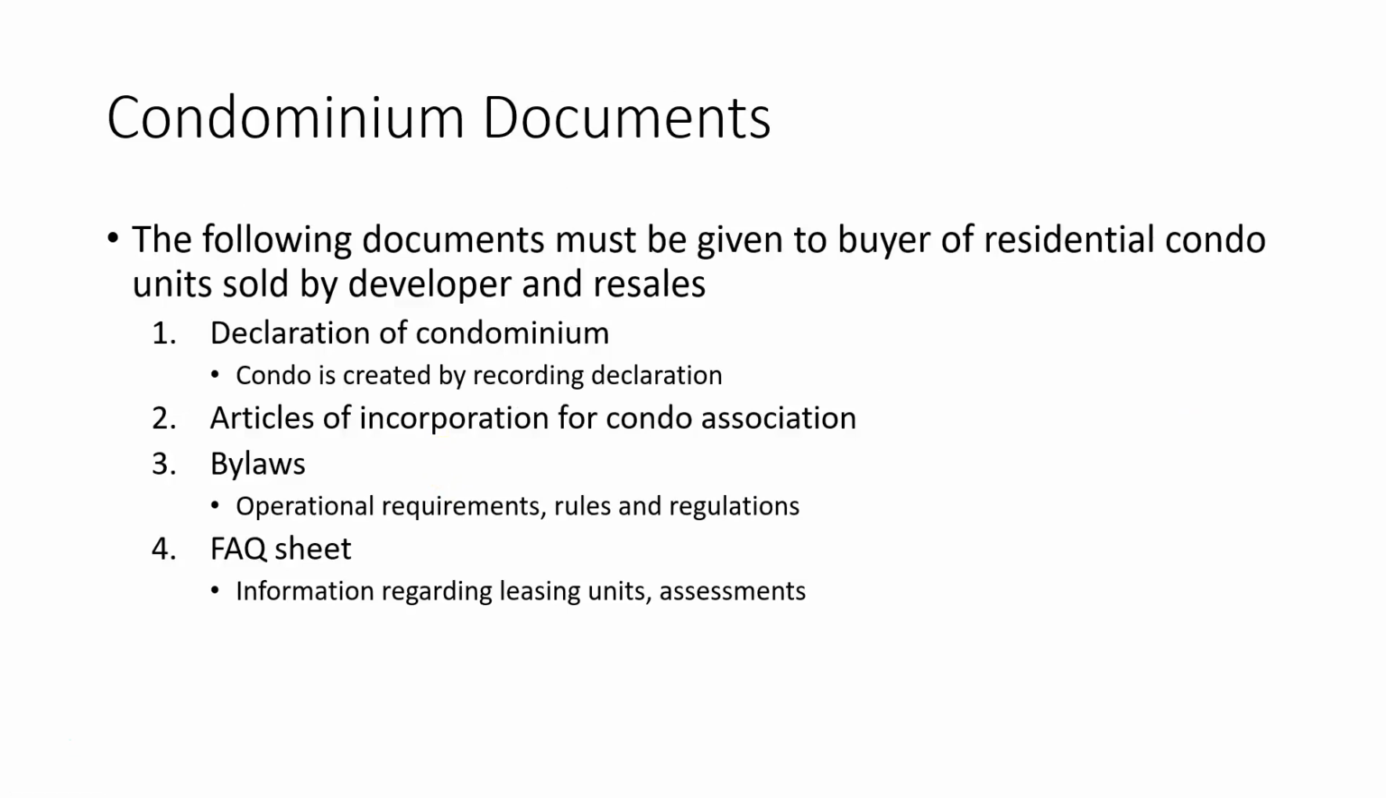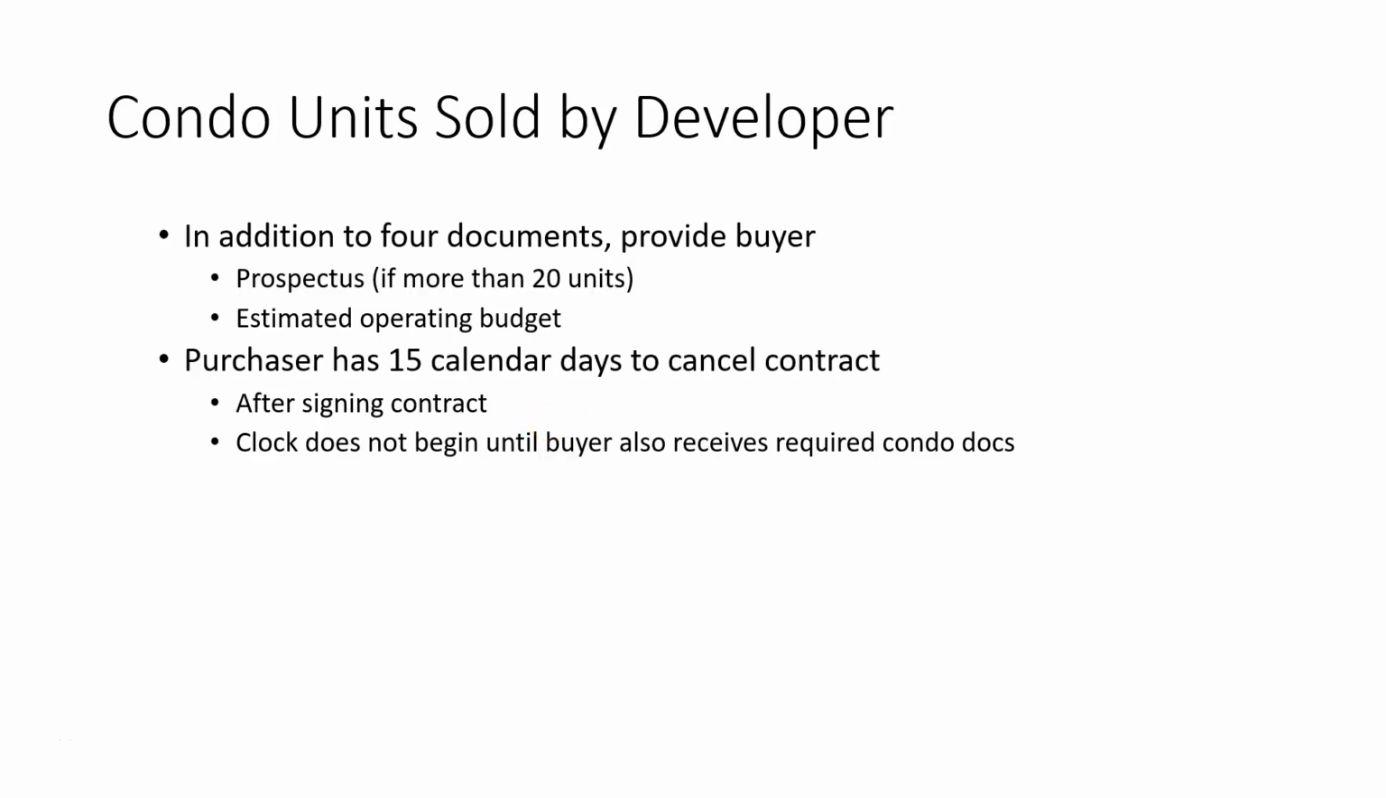The following documents must be given to a buyer of a condo. You have to give them a declaration of a condominium, articles of incorporation, bylaws, and a frequently asked question sheet. That's for all sales. If it is a developer sale, then in addition to those 4, you have to give a prospectus if there's more than 20 units and an estimated operating budget.